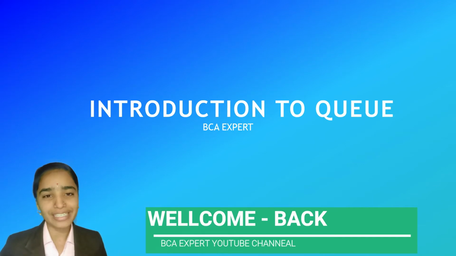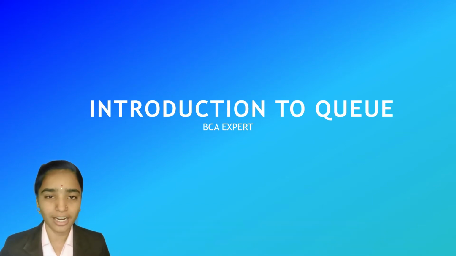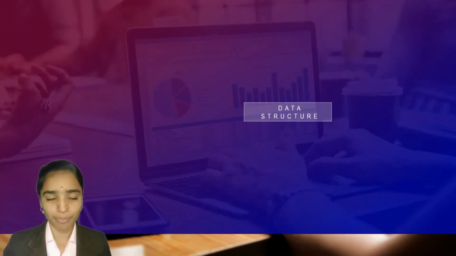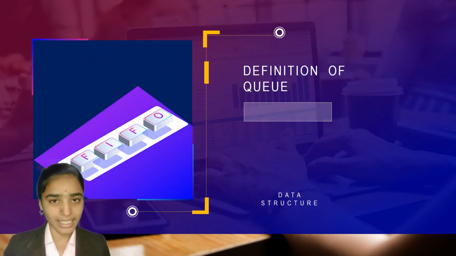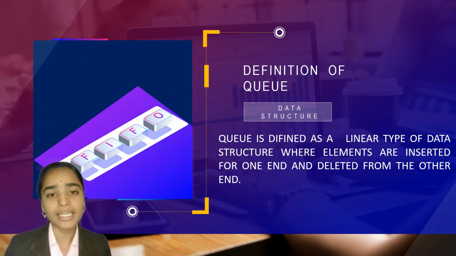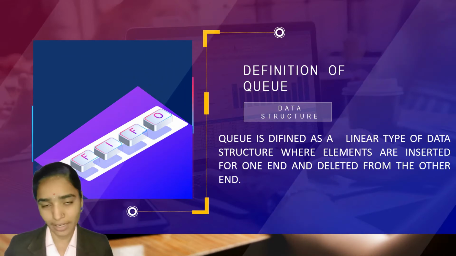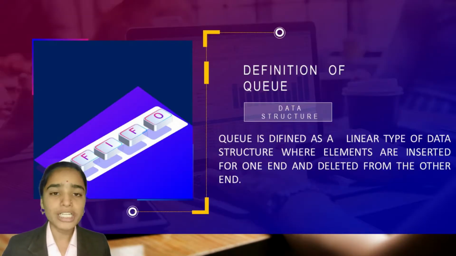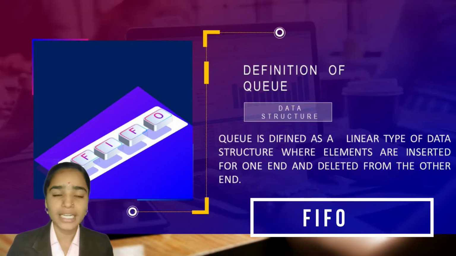In this video, we will discuss the queue in data structure. First, we will learn what a queue is. A queue is a linear data structure where elements are inserted at one end and deleted from the other end. This is known as the queue. A queue is also known as FIFO, first in, first out.